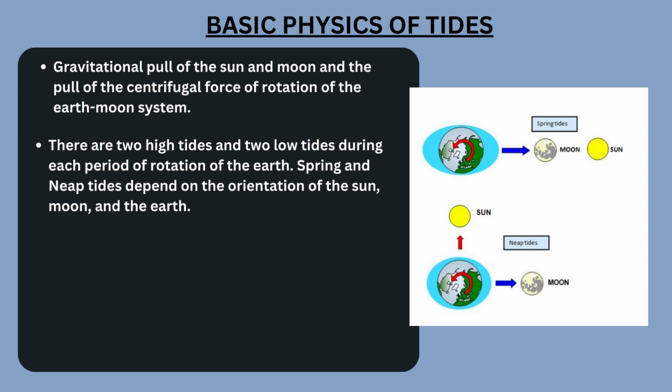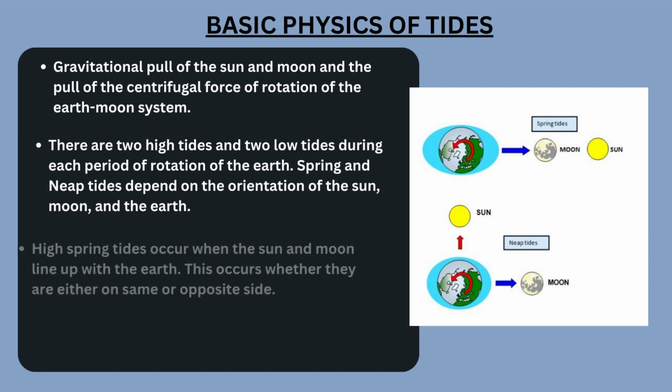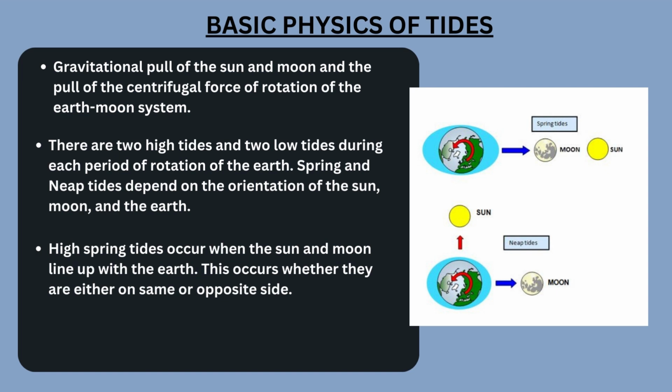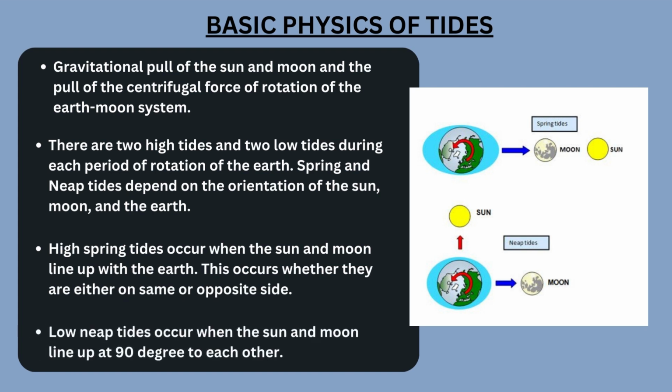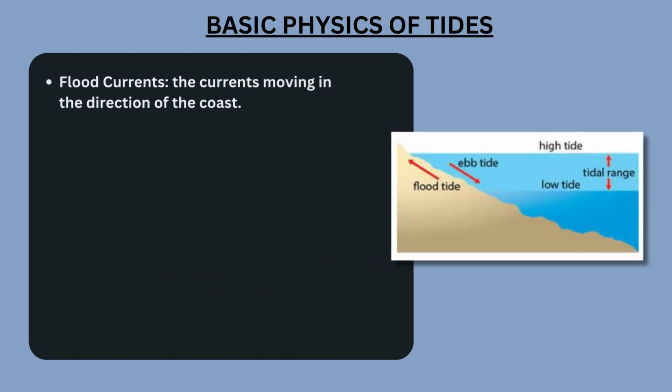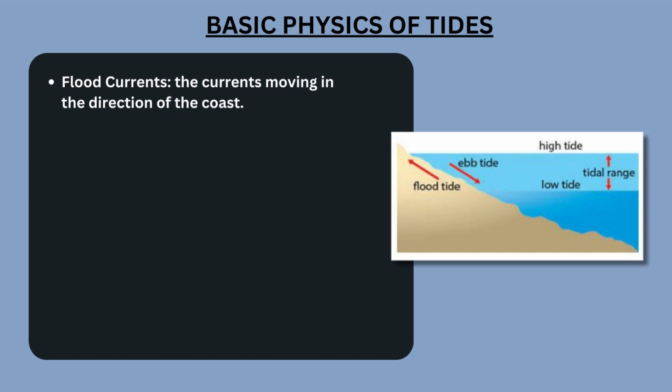Spring and neap tides depend on the orientation of the sun, moon and the earth. High spring tides occur when the sun and moon line up with the earth, whether they are on the same or opposite sides. Low neap tides occur when the sun and moon line up at 90 degrees to each other. Flood currents are the currents moving in the direction of the coast, and ebb currents are the currents receding from the coast.